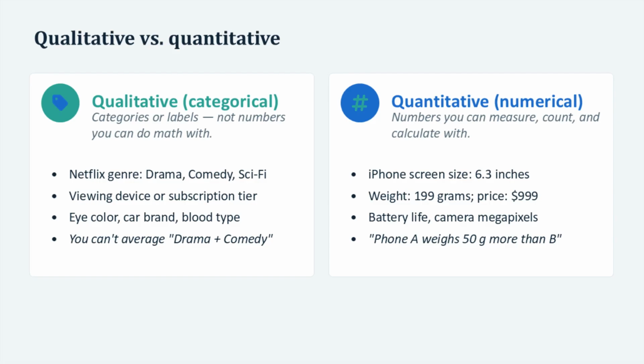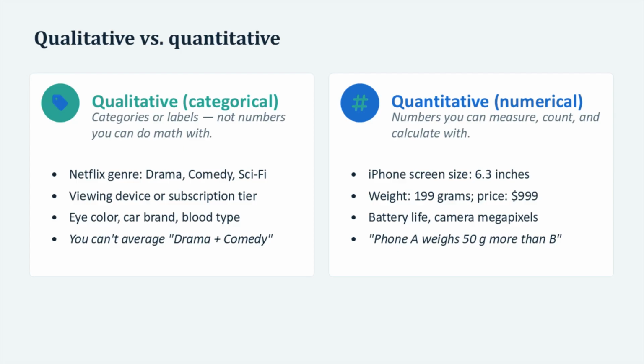Start with the left side of the slide. Qualitative data, which we also call categorical data, is made up of categories, labels, or names. It's not the kind of data where doing arithmetic really makes sense. Think about Netflix, for example. The genre of a show, drama, comedy, science fiction, that's qualitative data. Your subscription tier is qualitative. The device you watch on is qualitative. Your eye color, your car brand, your blood type, all of those are qualitative.